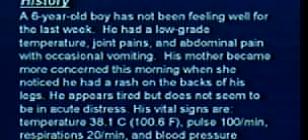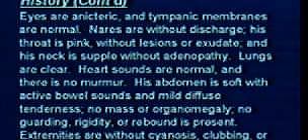You have a 6-year-old boy who has not been feeling well for the last week. He had a low-grade temperature, joint pains, and abdominal pain with occasional vomiting. His mother became more concerned this morning when she noticed that he had a rash on the backs of his legs. He appears tired, but does not seem to be in acute distress. His vital signs are low-grade fever of 100.6. His pulse is 100 per minute, which is normal for this age group. His respiratory rate is 20, and his blood pressure is 100/70.